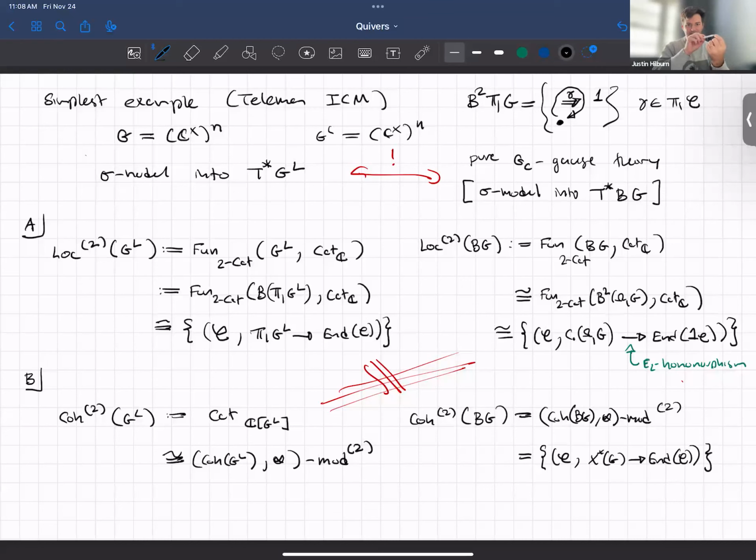And basically it's because BG is connected. So up to homotopy, it's got one point. And then it's also going to be simply connected. So up to homotopy, it's only got one morphism, but then it's got a bunch of two morphisms. It's a K(pi, 2) space. So then there's one two-morphism for every element of the fundamental group of G, because it's K(Z, 2).